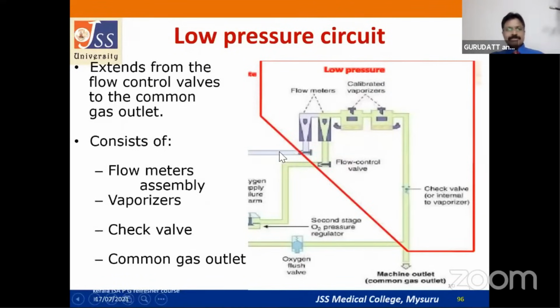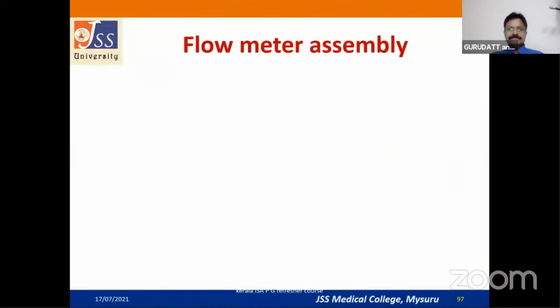Now coming to the low pressure circuit. The low pressure circuit starts from the flow meter assembly up to the common gas outlet. So you have the flow meter assembly, you have vaporizers, you have the check valve, you have the common gas outlet. So let us just discuss the flow meter assembly.